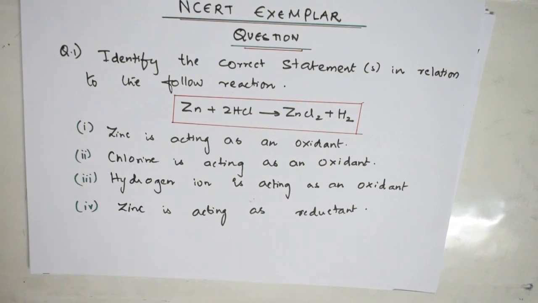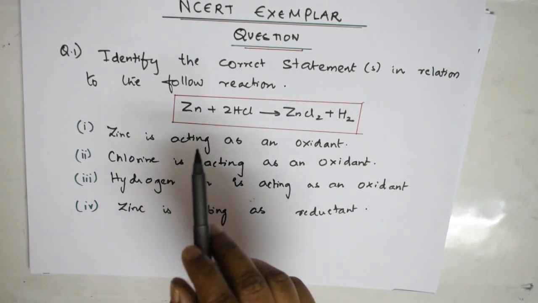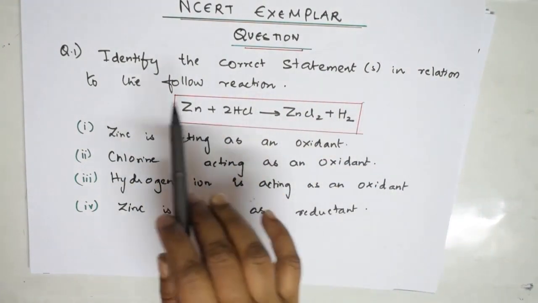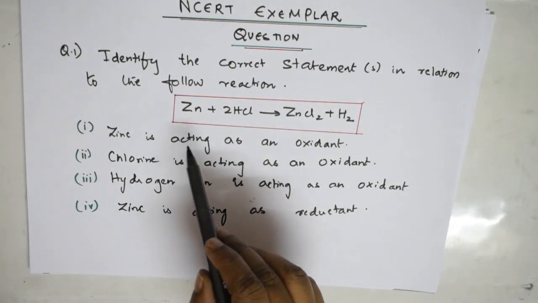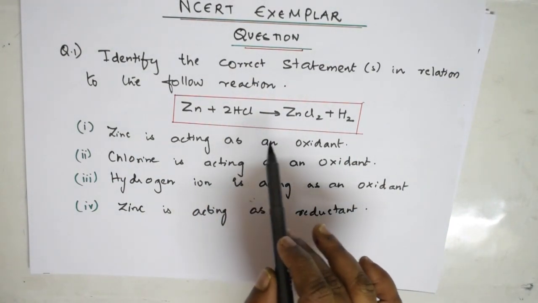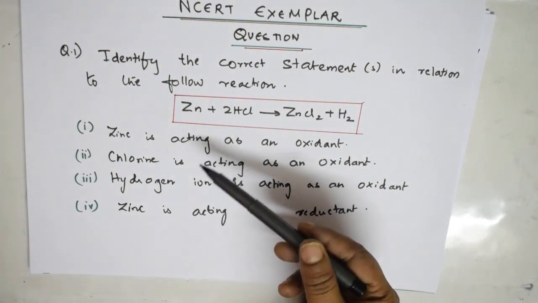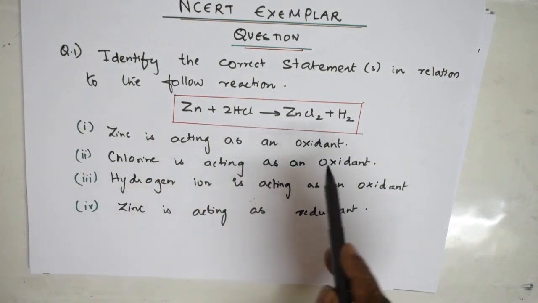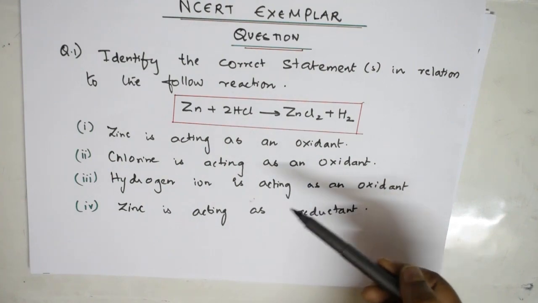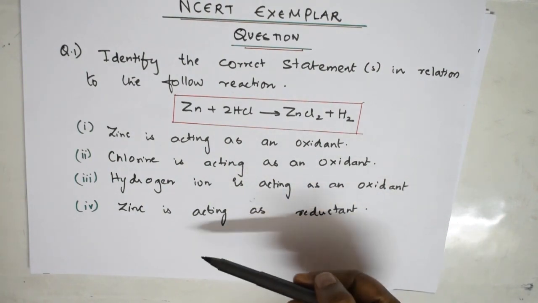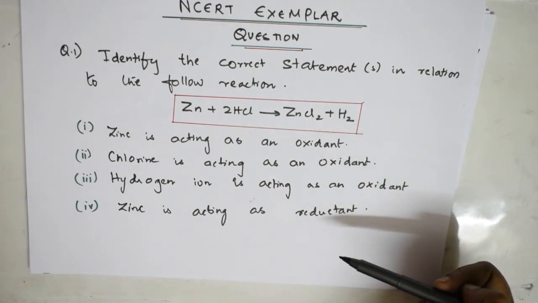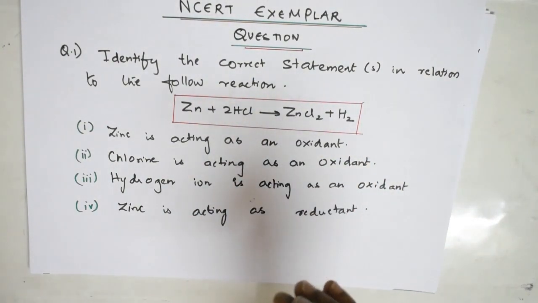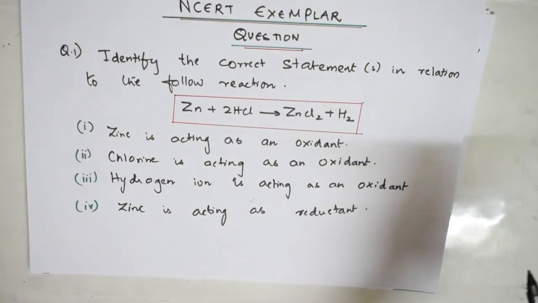Now here, first important thing, there is one question given like this in your NCERT. Let's read this. Identify the correct statement or statements in relation to the following reaction. They have given me one reaction here, zinc reacting with HCl, giving me zinc chloride plus hydrogen. There is a list of 4 statements. I need to say which statement is correct. Zinc is acting as an oxidant, chlorine is acting as an oxidant, hydrogen ion is acting as an oxidant, or zinc is acting as a reductant. So all 4 statements I need to answer, but before that I need to understand how I will decide oxidant or reductant.